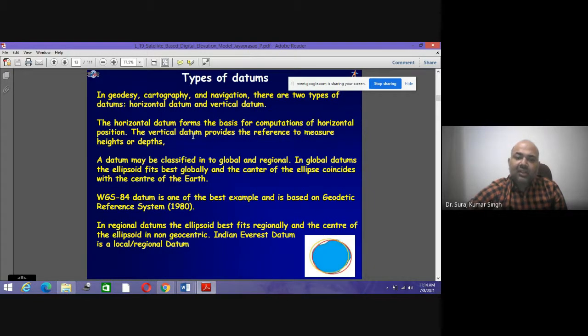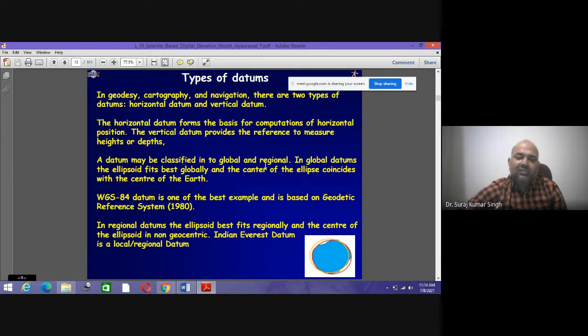Then you have got different kinds of datum. In geodesy, cartography, and navigation, there are two types of datum: a horizontal datum and a vertical datum. The horizontal datum forms the basis for the computation of horizontal position. The vertical datum provides the reference to measure the height or the depth. A datum may be classified into global and regional.